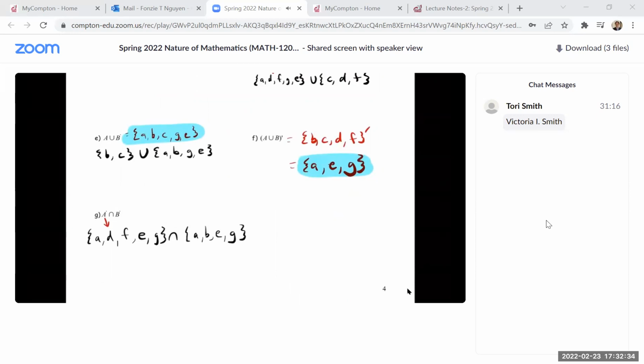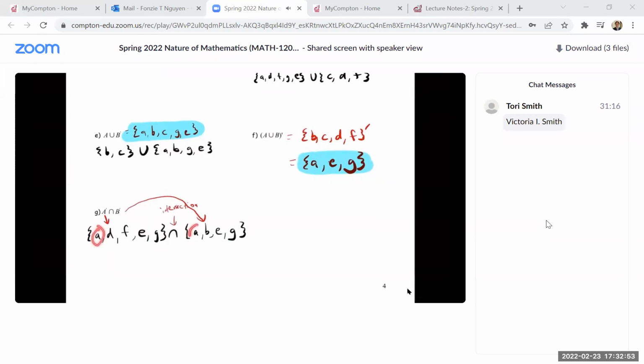All right, now between those two sets, anybody see the intersection, which means overlap? What do they have in common? A. A, anything else? The E, and the G.